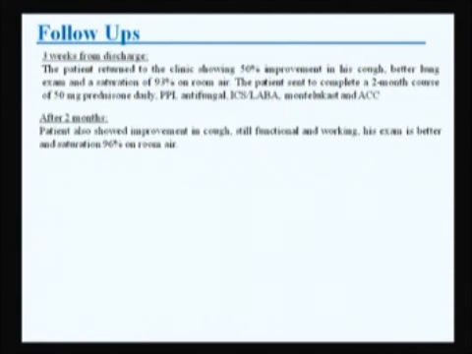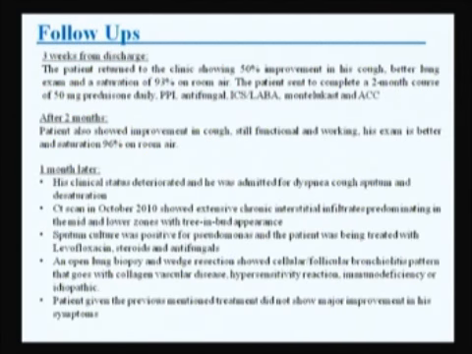2 months later, improvement in cough, still functional and working, exam is better, saturation is now in the normal range. A month later, deteriorated again, admitted for dyspnea, cough, sputum, and desaturation. CT scan in October of 2010 showed extensive chronic interstitial infiltrates, predominating in the mid and lower zones with tree-in-bud appearance. The sputum culture was positive for Pseudomonas, and the patient was being treated with levofloxacin, steroids and antifungals.